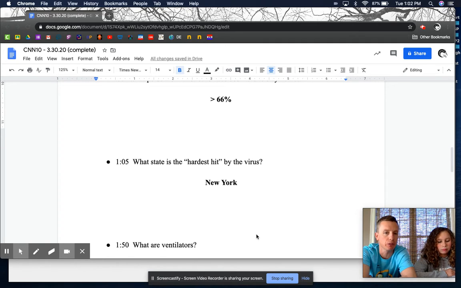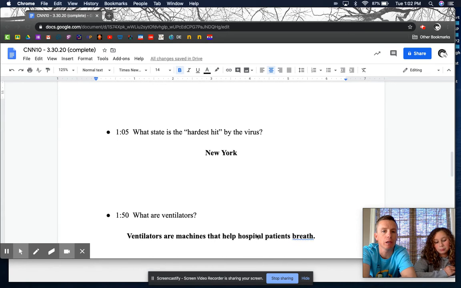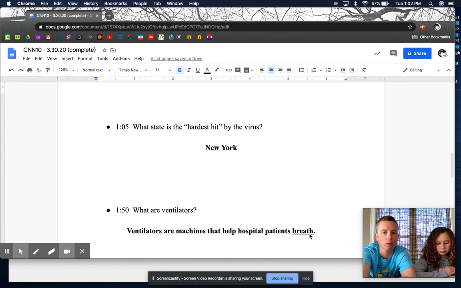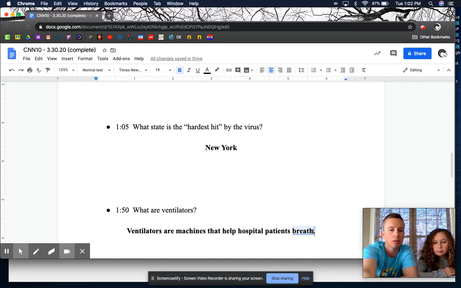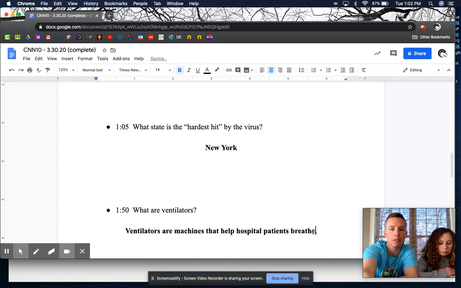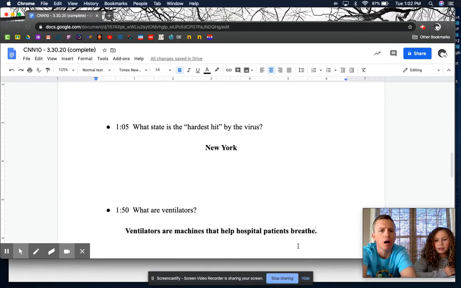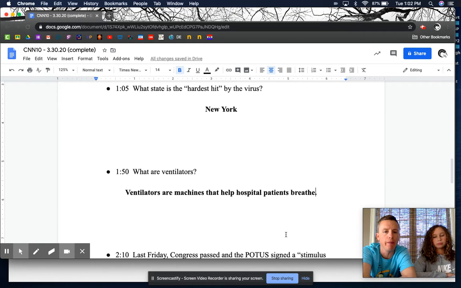What are ventilators? They are machines that help patients breathe. Yeah, these are very important. Did I spell breathe wrong? I did. See, I'm correcting my spelling mistake. Ventilators are machines that help hospital patients breathe. So a lot of people are having respiratory problems with the virus, and these are super important for them.